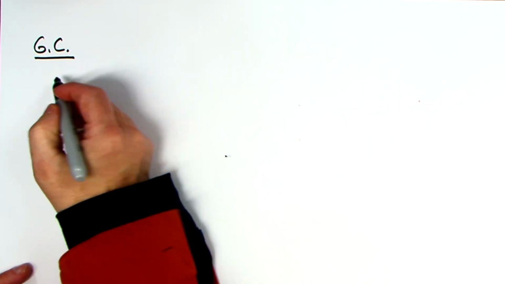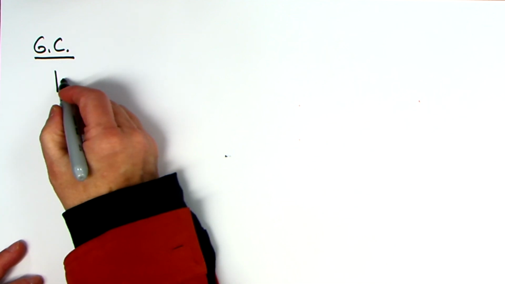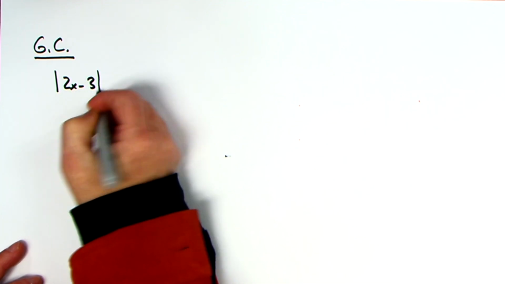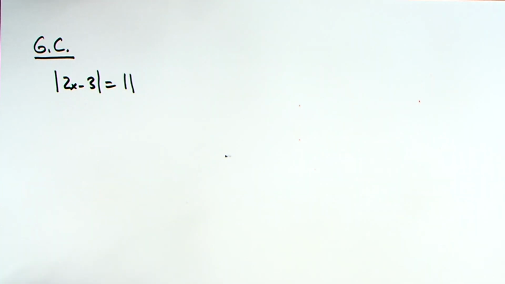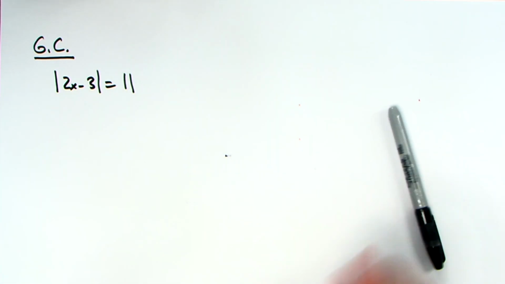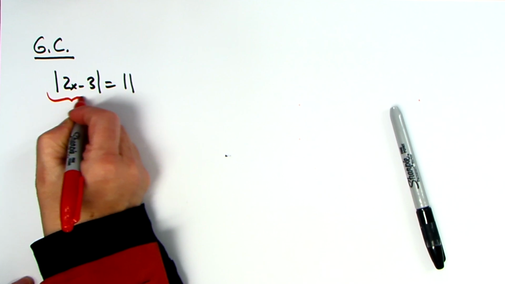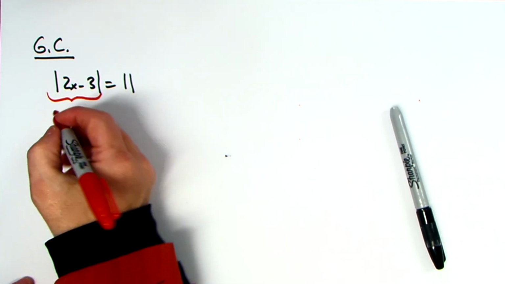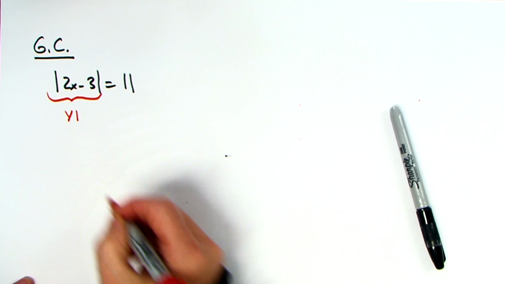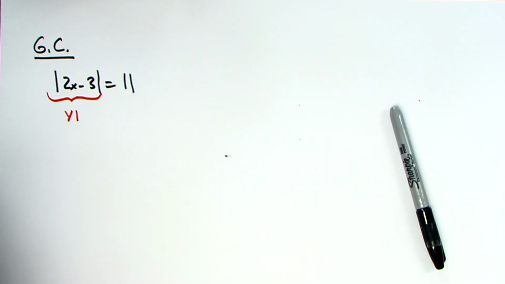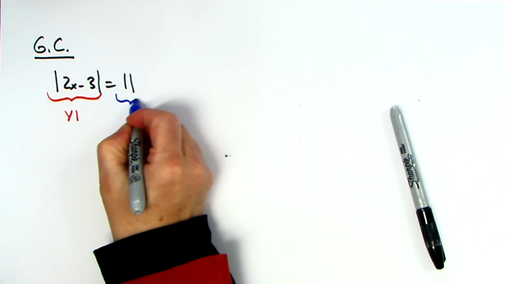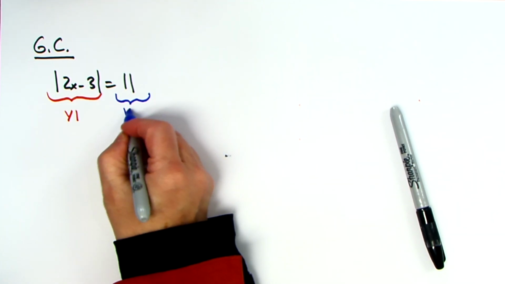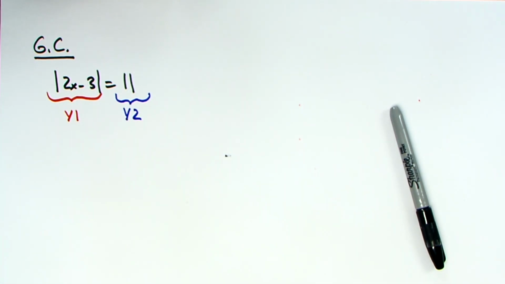If you wanted to check your answers on your graphing calculator, let's take that same equation we just had. Absolute value 2x minus 3 is equal to 11. What you're going to do is put the left-hand side of that equal sign into the y1 on your calculator, and then you're going to put the second part into y2. We've all kind of done that graphing a little bit and played with it.